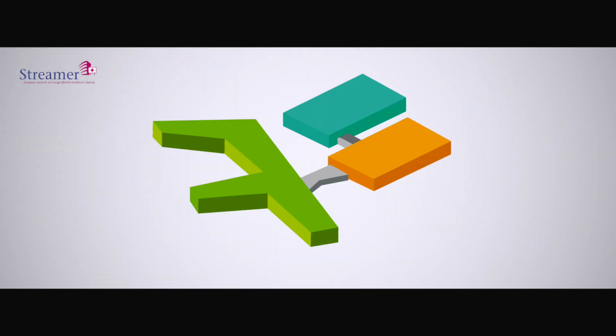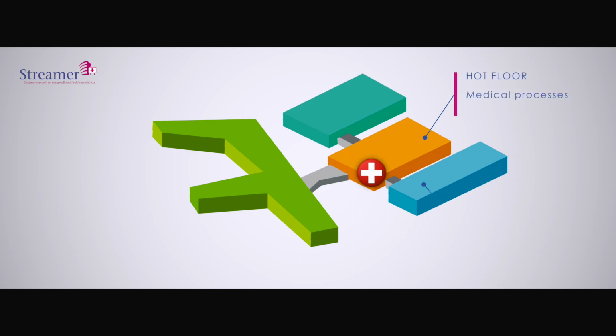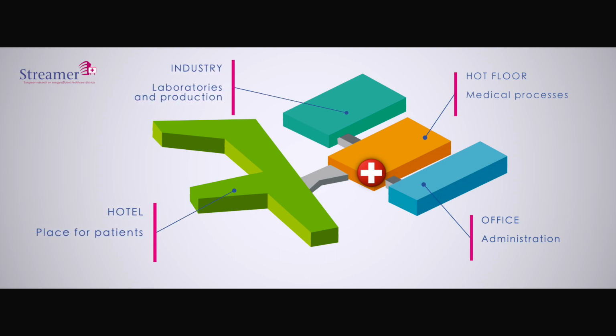Usually, the hospital functions are separated. There is the hot floor, where medical processes take place. There are the offices, where administration is done. Patients stay in the hotel area, and there are a large set of so-called industry functions that support the building. Each function has its own technical characteristics and requirements.